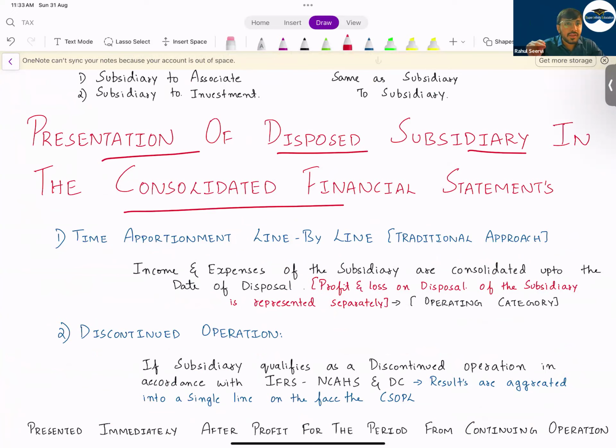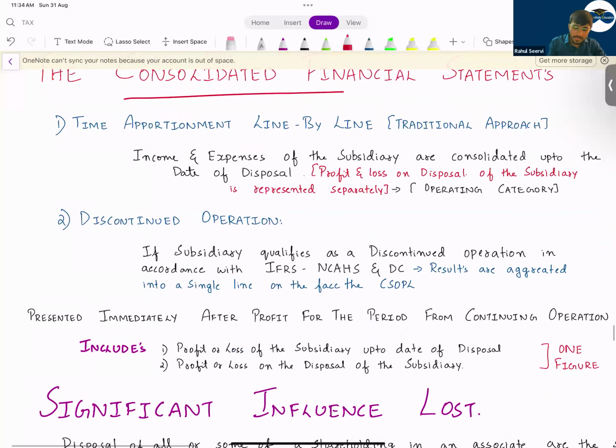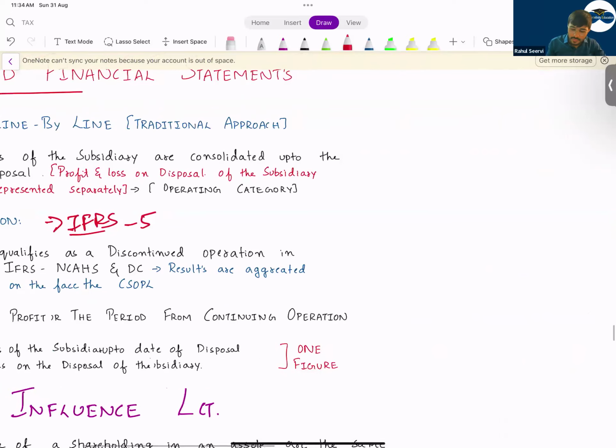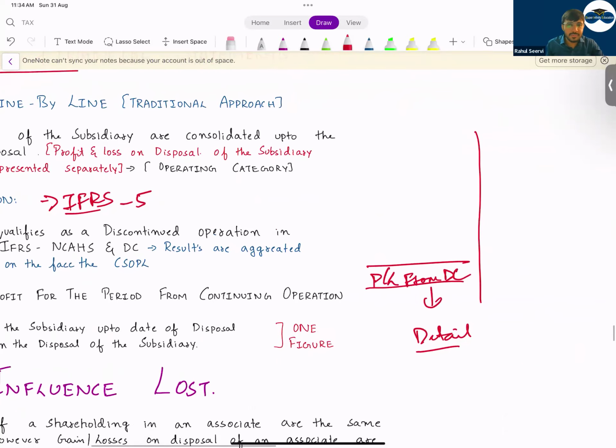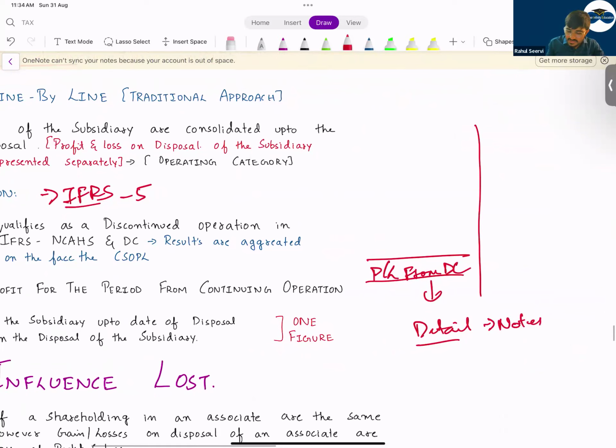But in the P&L, either you can do line by line adjustment, each and everything, time-apportioned 6 by 12, 6 by 12, 6 by 12. Or the other thing which we can do is discontinued operation as per IFRS 5. When you dispose of any subsidiary, IFRS 5 will come into the picture. So what we normally do is show only a single line adjustment saying profit or loss from discontinued operation. The detailed calculation of the subsidiary will be shown in the notes to accounts, and in this you will include the gain or loss on disposal also.